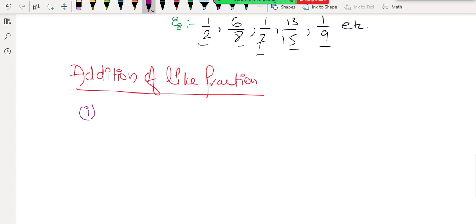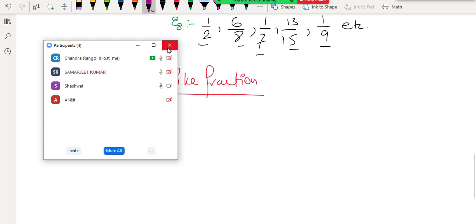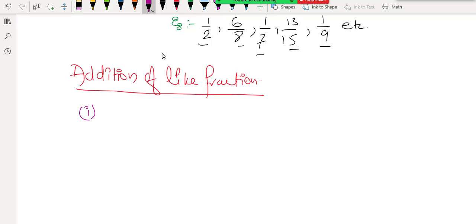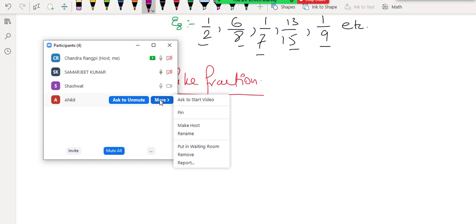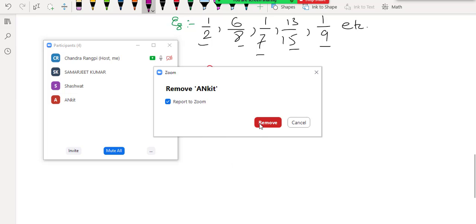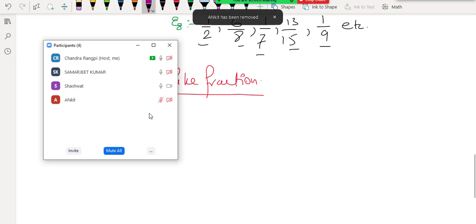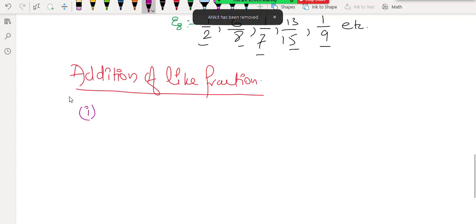Ankit. Okay, Ankit is a student from your class, right? Okay, he is not a student. Then I will remove him. No problem. Okay, he is gone.